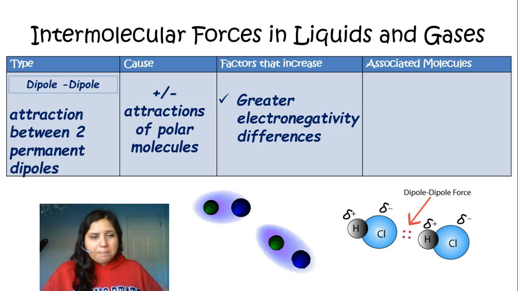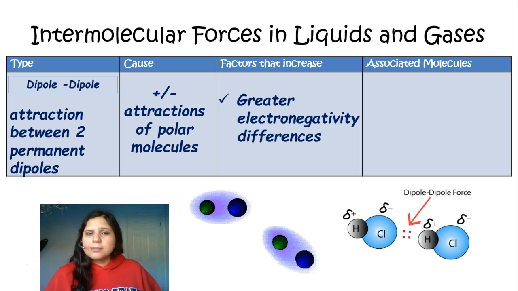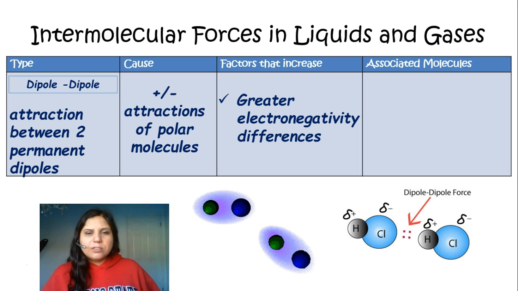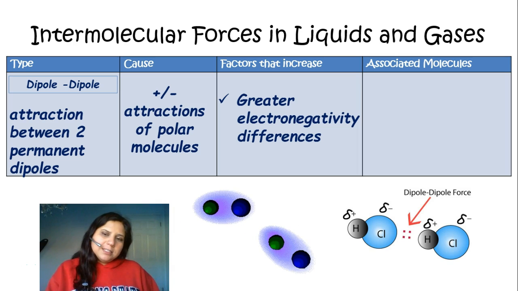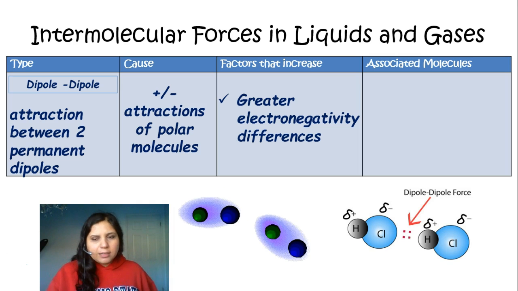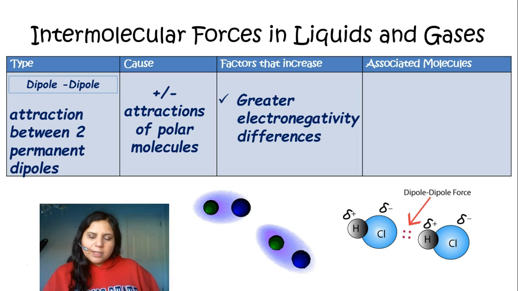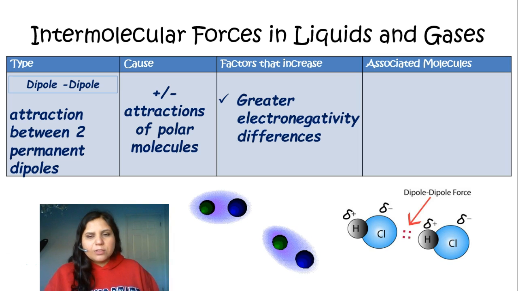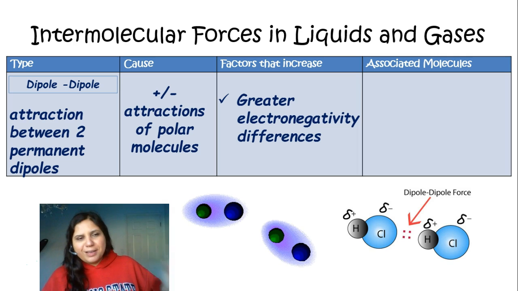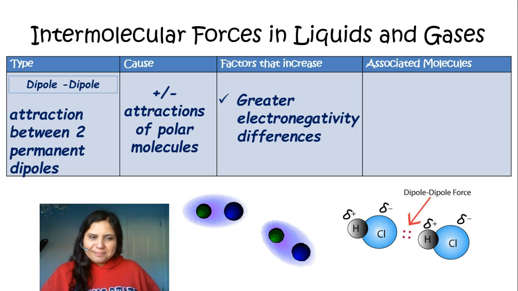Now, if you're comparing two polar molecules, and this is only if you have to do that, to figure out which one has the strongest dipole-dipole forces, you would look at the difference in their electronegativity. So if I had HF versus HCl, well, fluorine is more electronegative than chlorine, and so HF would have a stronger dipole-dipole force than HCl.